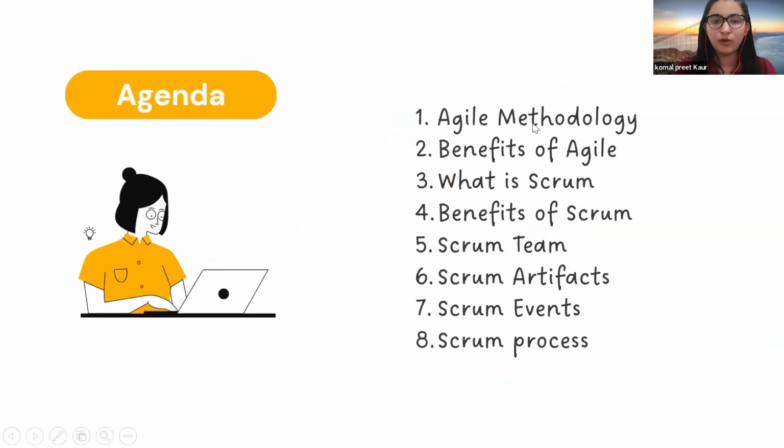Okay, so I'll just move forward. Minimize this. So the agenda of this webinar: first we'll start with agile methodology, then we'll cover the benefits of agile, then what is Scrum, its benefits, the people involved in the Scrum team, and what the Scrum artifacts are. By artifacts, it means the documents or things that we use. Scrum events are the specific set of meetings that happen during this process. And last is the Scrum process. In process, I'll cover everything: the role of everyone, what document is done, at what time, and what meeting is held.